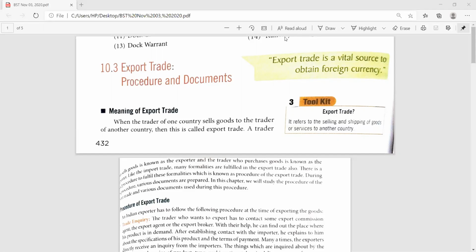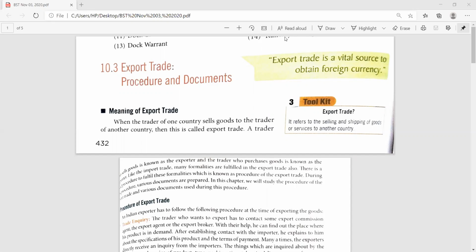Suppose India is exporting something to America or the USA. When they export their goods to the USA, they will get the money in US currency, that is the dollar. If it is done with the UK, they will get pounds. Fine. So in this way, we can say export trade is a vital source to obtain foreign currency. What is export trade? It refers to the selling and shipping of goods or services to another country. When goods or services are sold not within the domestic territory but in another country, it is known as export trade.